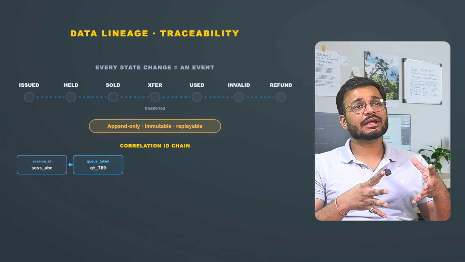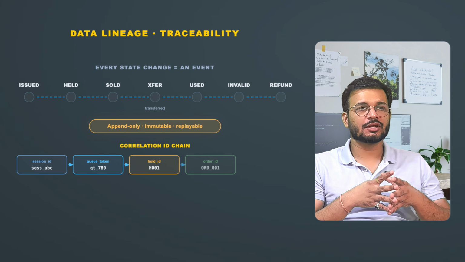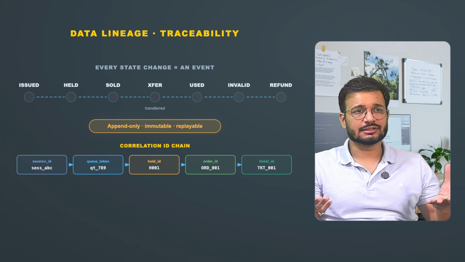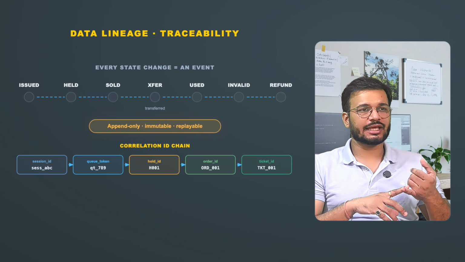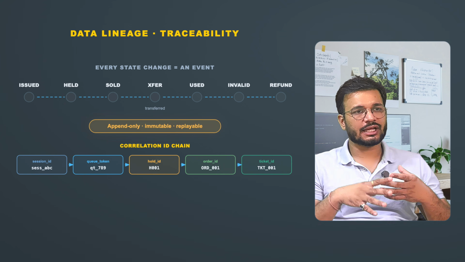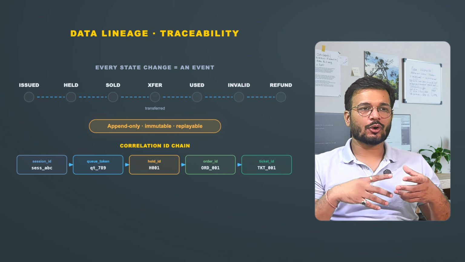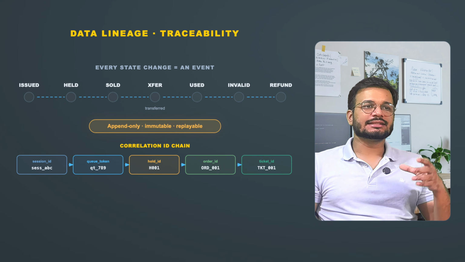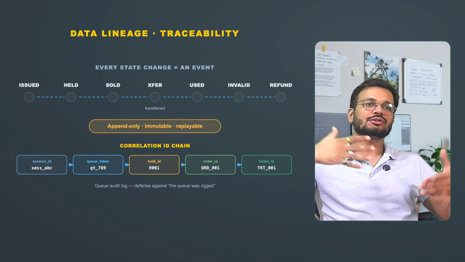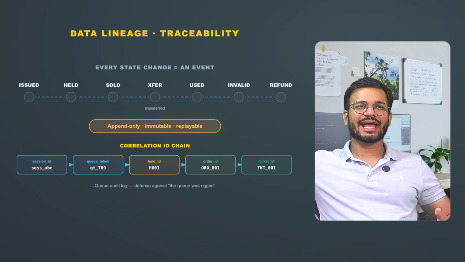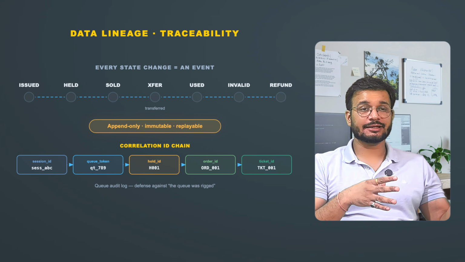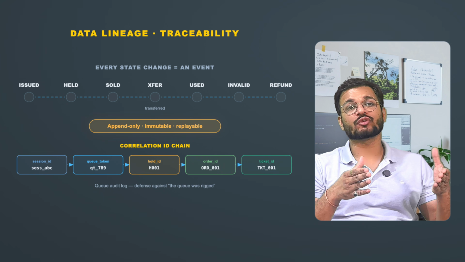The event log is append-only and immutable. For a dispute, support can replay the entire ticket lifecycle. It has the correlation ID. Every user session has a session ID. The queue admission has a queue token ID. There is a hold ID, the order ID, and the ticket ID. These chain together like session, queue token, hold, order, and the ticket. A support agent can trace from the ticket invalid at gate back to who held the seat, when, and what payment was used.